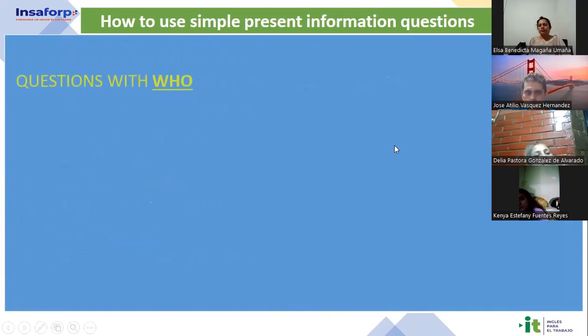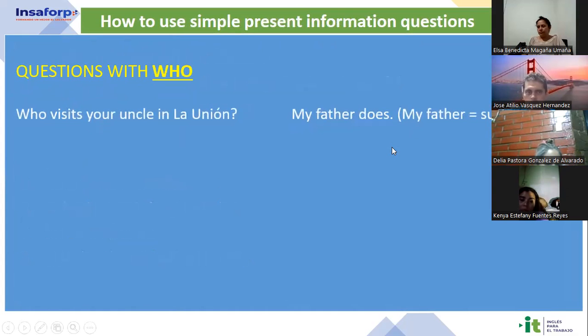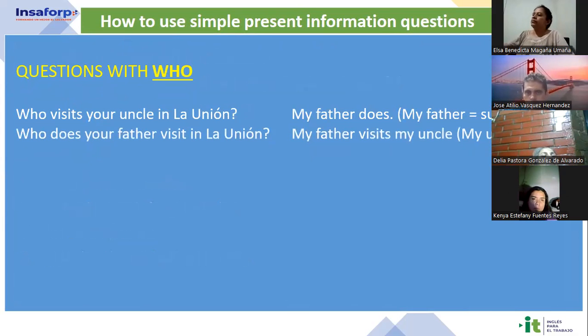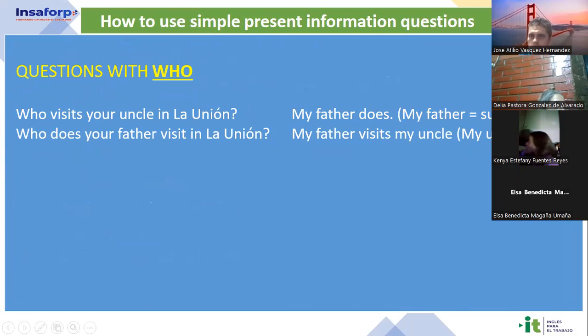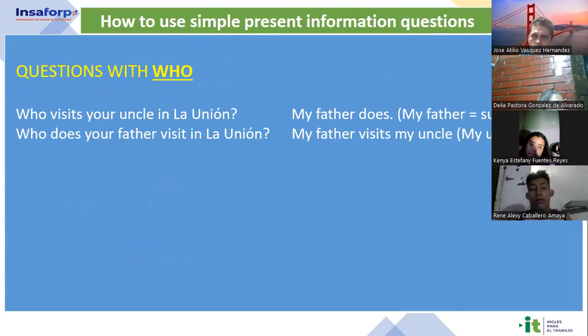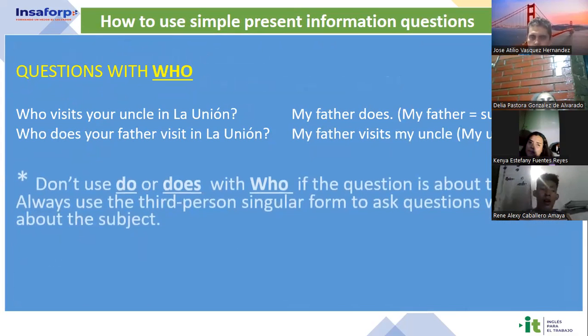Now, question with who? Ah, this is very important, right? Who visits your uncle in La Unión? My father does. Who does your father visit in La Unión? My father visits my uncle. So my uncle is the object, right? Okay, class. This part is very difficult, right? Esta parte es un poquito complicada, así que vamos a prestar mucha atención. En lo que ustedes leen esto, voy a pasar el listado, ¿ok?